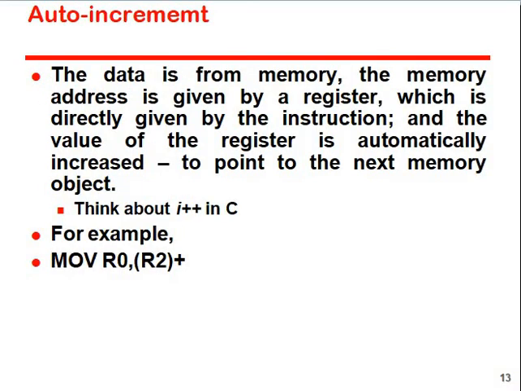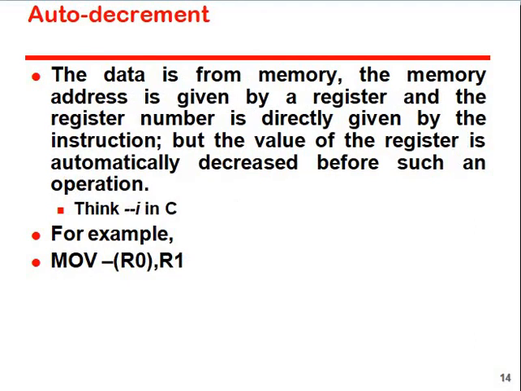The next type of addressing mode is auto increment. Auto increment is when, after accessing the operand, the content of the register is incremented to address the next location, which we are very familiar with in C language. Example: MOV R0, R2+. The plus symbol after the register indicates auto increment.